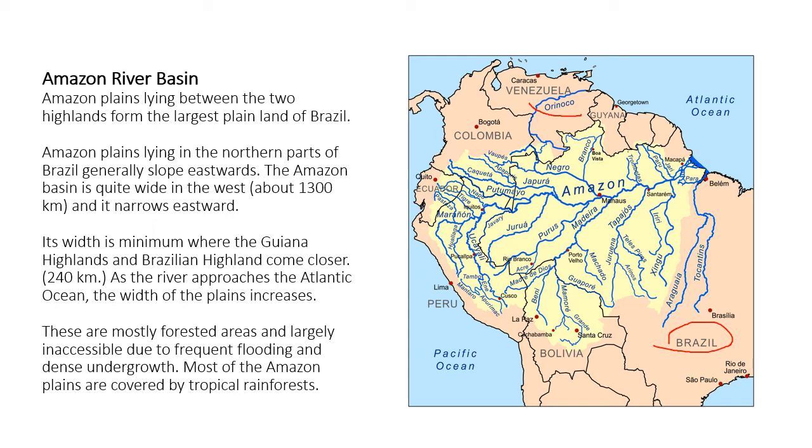These plains are mostly forested. This area is occupied by forests, dense forests, Amazon forests. We all know about these forests. These are dense tropical forests.